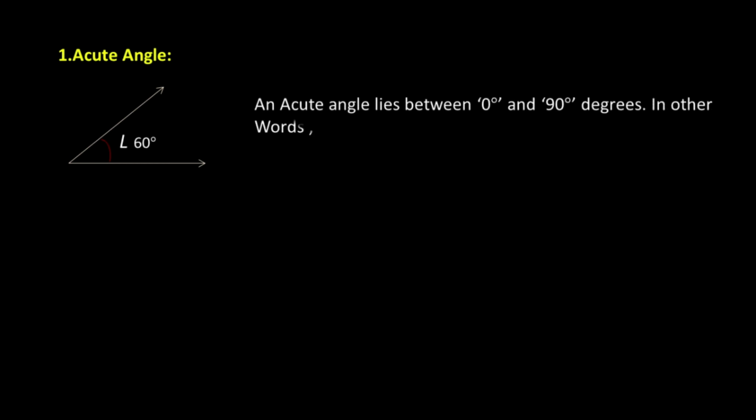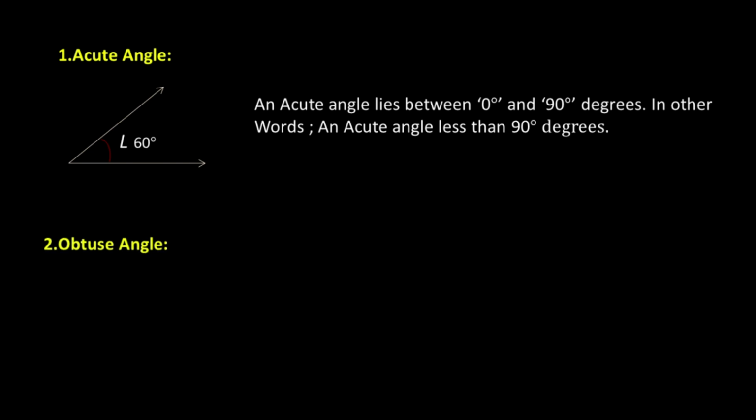Please observe this figure. Two rays intersect at a single point and form an angle of 60 degrees. An acute angle lies between 0 degrees and 90 degrees. In other words, an angle less than 90 degrees is called an acute angle. An acute angle is always less than 90 degrees.